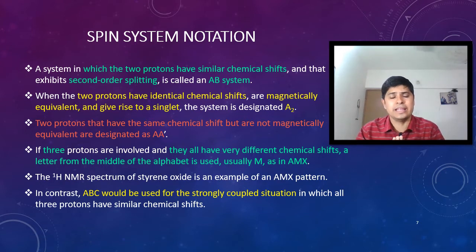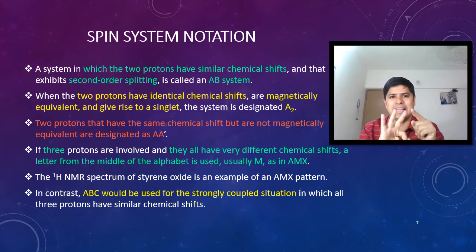Now if three nuclei are involved and they all have very different chemical shifts, a letter from the middle of the alphabet is used, and that spin system will be AMX. These three protons have a wide difference in their chemical shifts. The first will be A, the second, from the middle of the alphabet, will be M, and this one will be X.